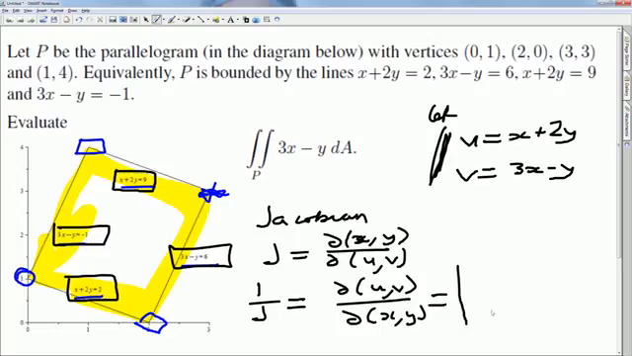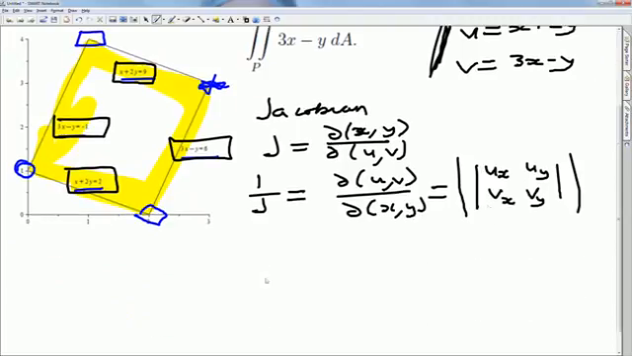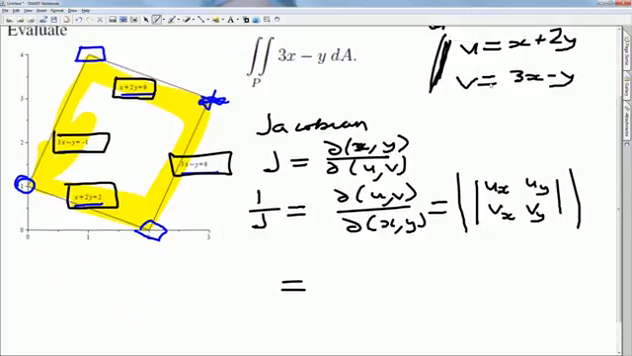So that would be the absolute value of the determinant of a matrix of partial derivatives: partial derivative of u with respect to x, u with respect to y, v with respect to x, v with respect to y. This is easily doable because I've got functions for u and v at the top here. For u, if I take the partial with respect to x, I just get 1, with respect to y, I get 2, the partial derivative of v with respect to x gives you 3, and of v with respect to y gives you -1. Since it's linear, it just ends up being the coefficients.